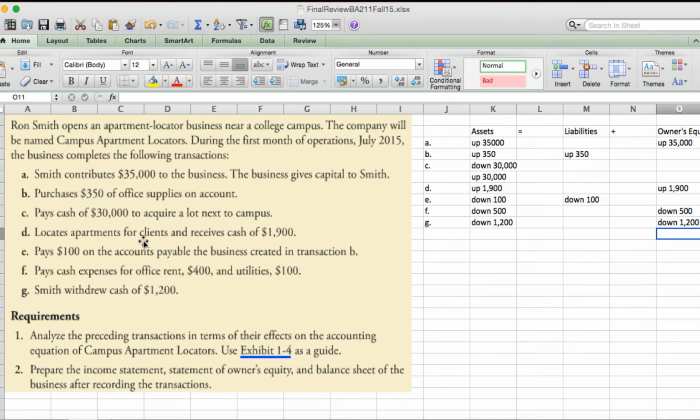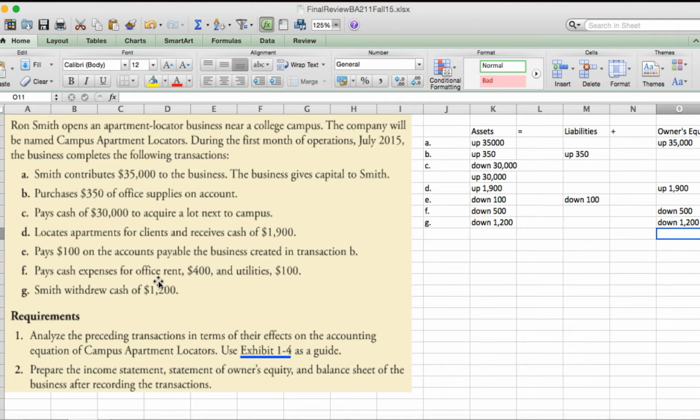Part D is the first part where we have any revenue or expense. This is revenue of $1,900. And then Part F is where we get into our expenses, and that would be $500. So with these examples, the only revenue we have is D, and the only expenses we have is F. So if you were doing an income statement, you would have revenues $1,900, expenses $500, and your net income would be $1,400.